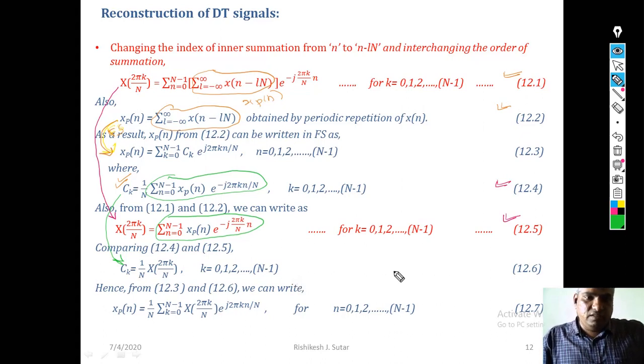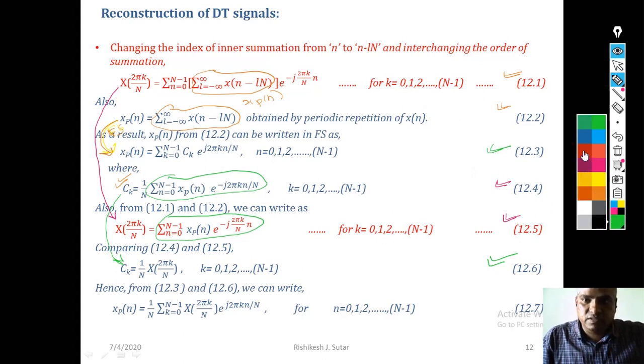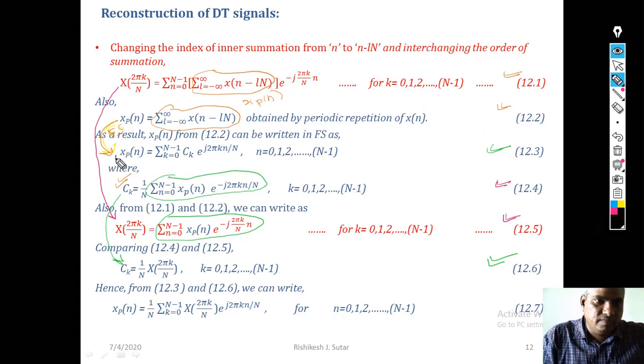Okay, now we can again compare this 12.6 and 12.3. If we compare this, we can see here this value of ck, I can put it here. So I can write xp of n, what color can I use now? Okay, I can use this xp of n equation here. So xp of n is equal to what?